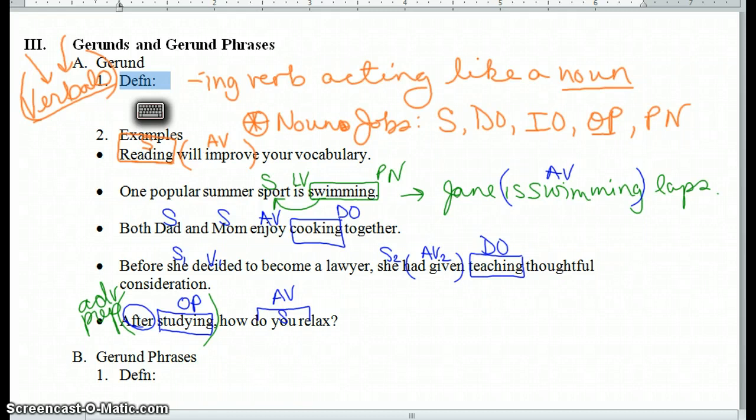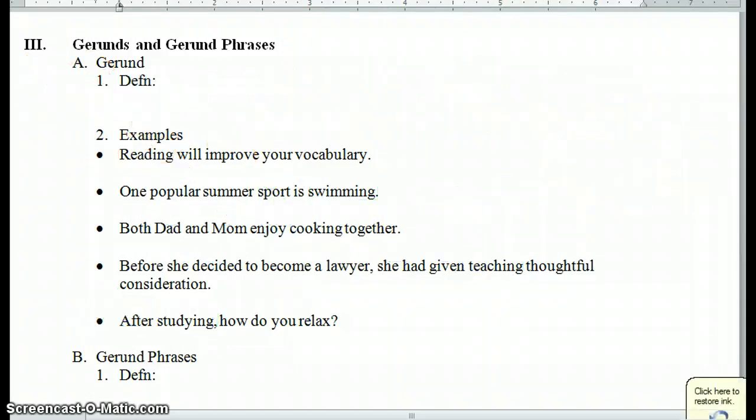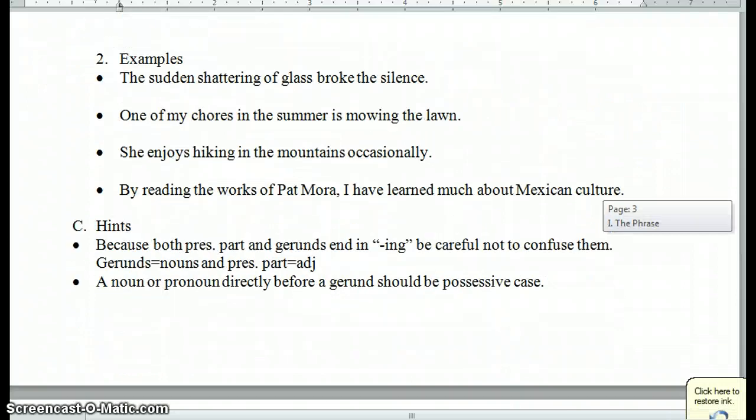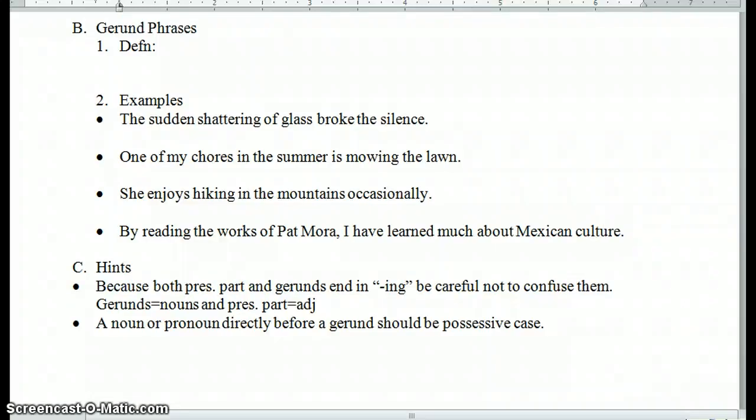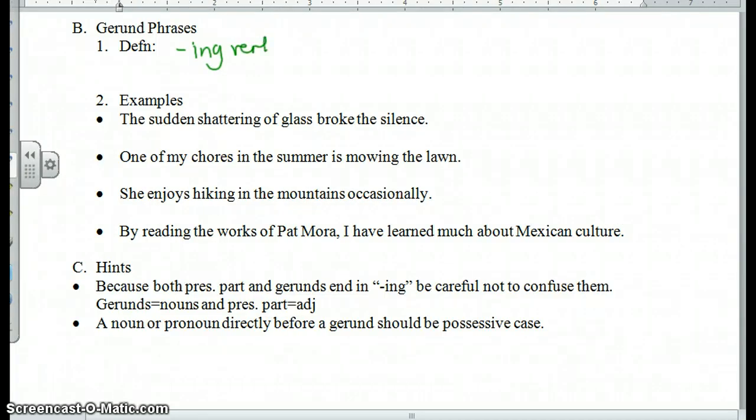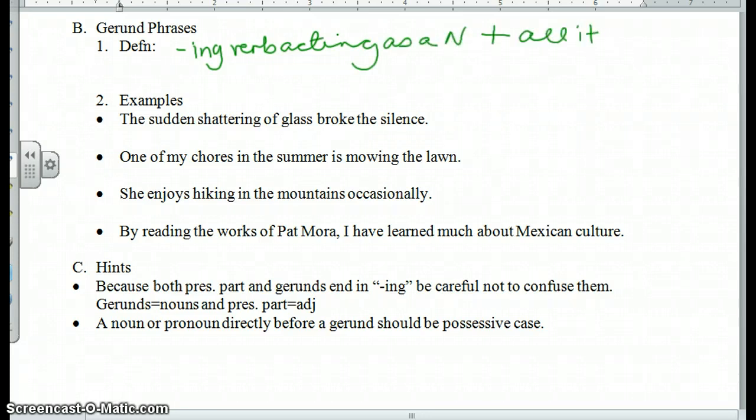Now the only thing that changes with gerund phrases is that we have to consider the modifiers. So it's that ing verb acting as a noun plus all its modifiers. And those modifiers could be prep phrases, they could be other adverbs inside, anything that belongs in that unit of thought. Now, it's often really hard to figure out where a gerund starts or stops, so we're going to be talking about that.